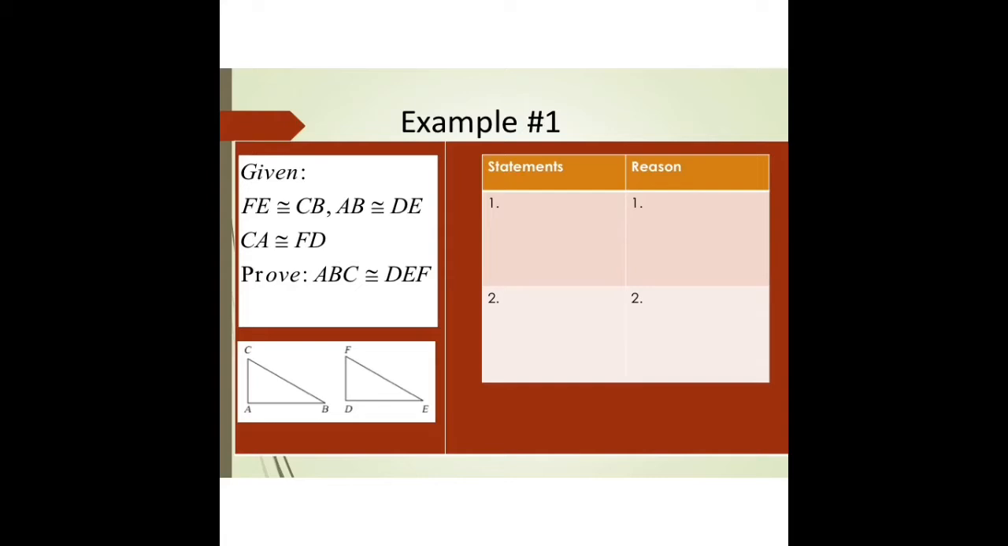So for statement number one, again we have FE is congruent to CB, AB is congruent to DE, and then I'll write it above here. We have CA is congruent to FD. And a reason for the first statement is always going to be given.